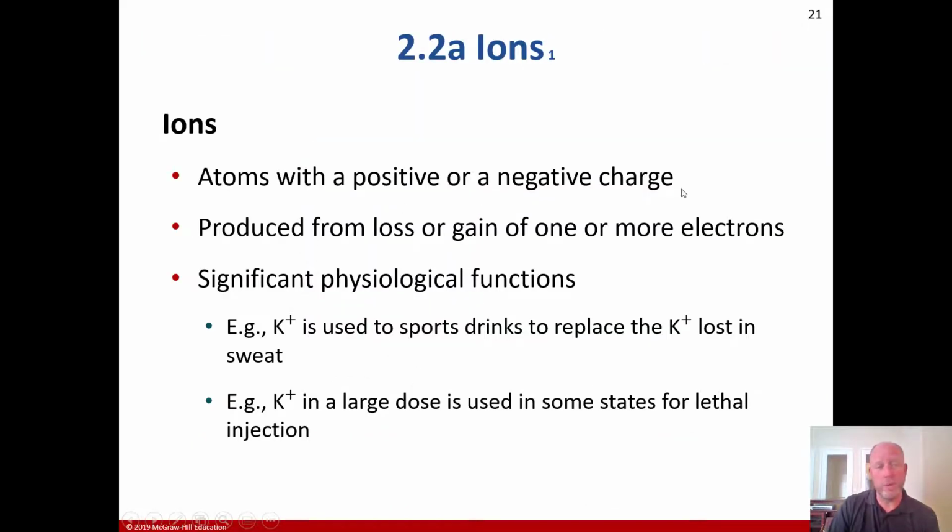Now, atoms with a positive or negative charge are ions, and they're produced from a loss or gain of 1 or more electrons, like we've just been mentioning. Some significant physiological functions occur in that situation. Potassium, K+, because it wants to get rid of an electron, eventually becomes positively charged by getting rid of its last outer valence electron, which makes it an active ion. It's often used in sports drinks to replace potassium lost. It's also used in large doses in some states for lethal injection. It would take an awful lot, but in a concentrated dose, yes, it could be fatal and not a good thing. So let's not take straight larger amounts of potassium.